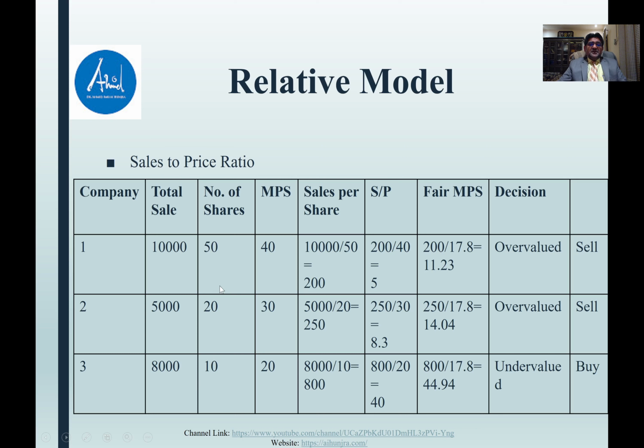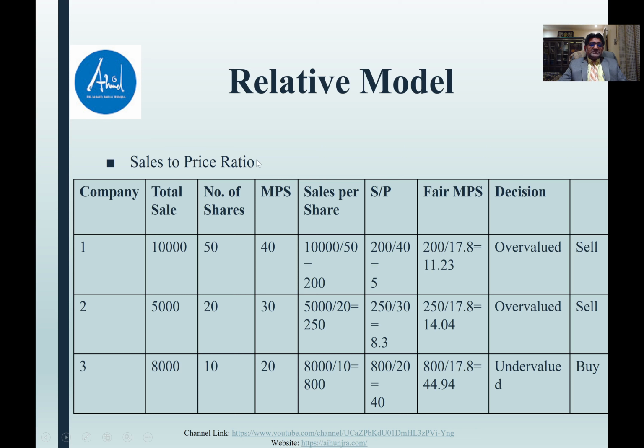First of all, we can find the market price per share. The MPS of company 1 is $40, company 2 is 30, company 3 is 20. Then we can find the sales per share. How can we find the sales per share? As I have explained before, total sales divided by number of shares outstanding. The sales per share is 20 for company 1. The sales per share of company 2 is total sales divided by shares outstanding, it's 250. The sales per share of company 3 is total sales divided by shares outstanding in the market, equal to 80.